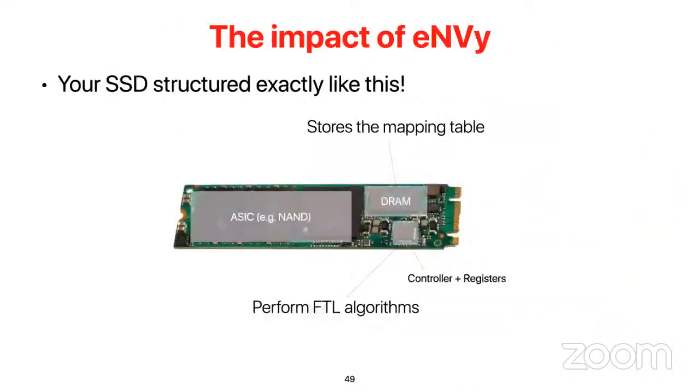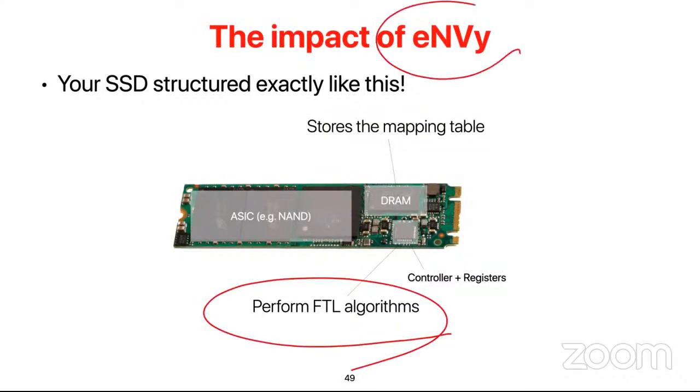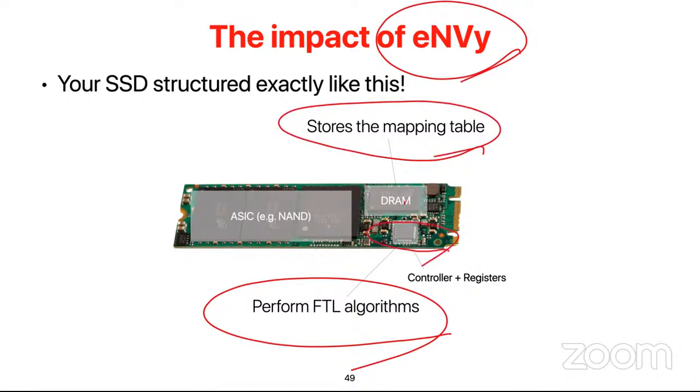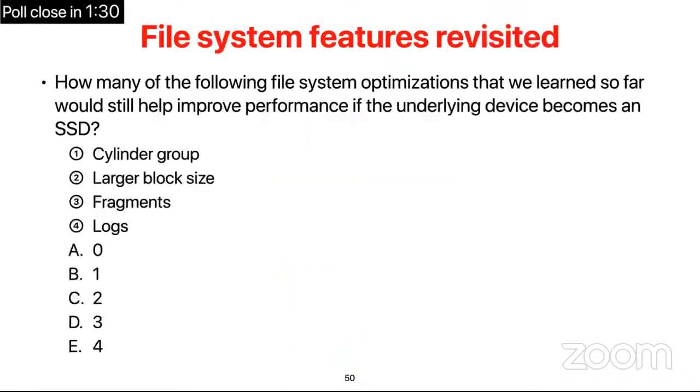And because you have a lot of FTL algorithms, your solid state drive today still runs an internal file system like NVMe, and you use the DRAM to store the mapping table, to buffer your data, and use the processor to perform FTL algorithms. So that's how your solid state drive works.